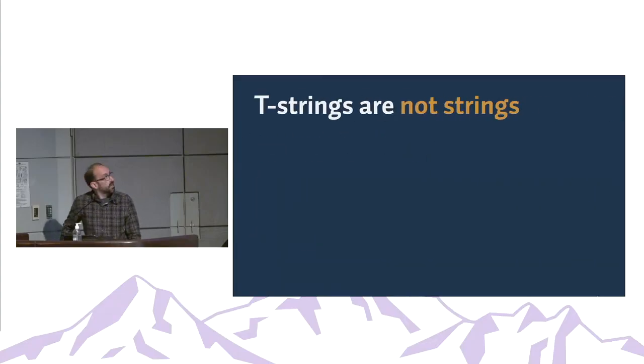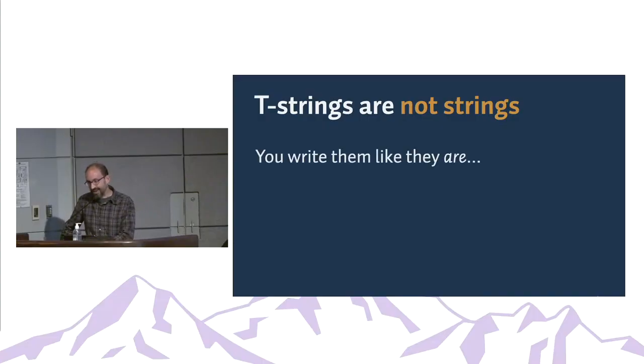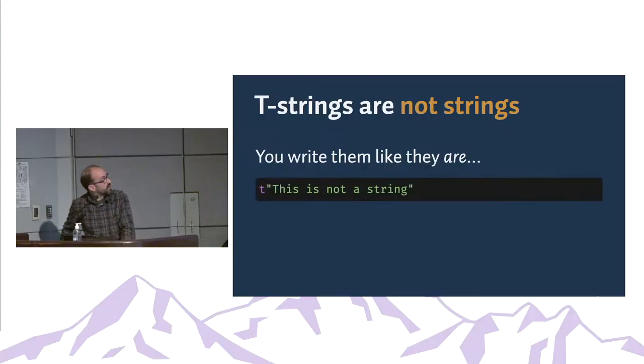And T-strings are, well, they're not strings. And I apologize, naming things is hard. You write them like they are. I guess this is my Magritte moment right here. This is not a string, so this is the T-string literal syntax in Python 3.14.